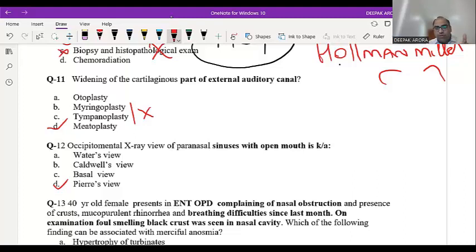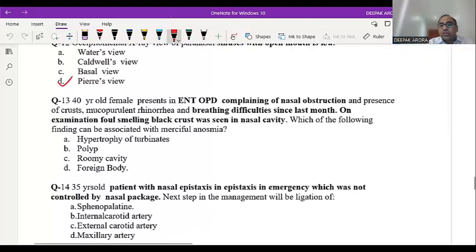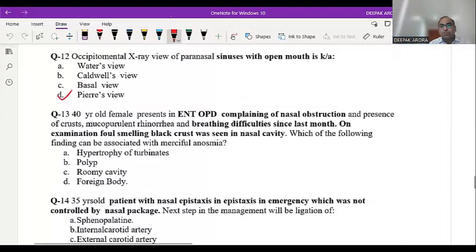Revise with me. Occipitomental, what is the view? Waters view. What is the caudal view? Occipitofrontal. Basal view, submentovertical. And with open mouth, we go in favor of Pierce view. Clear? Option D. It is best for sphenoid sinus.